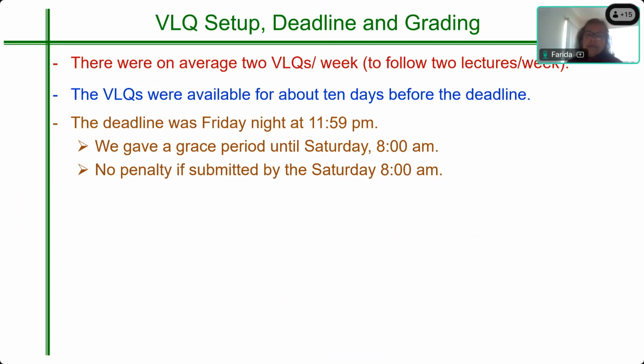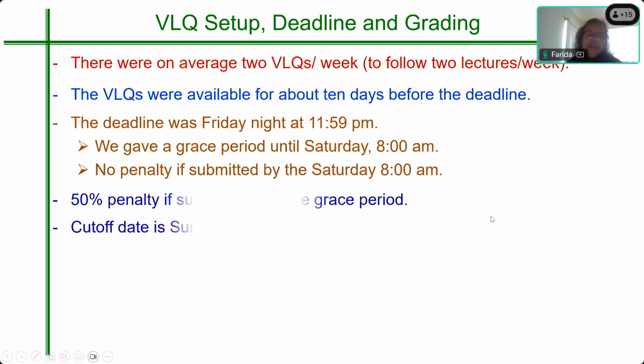And then 50% penalty if submitted after the grace period. And the cutoff is usually Sunday at 11:59 p.m. By cutoff, what I mean is that they cannot submit anymore. And if they have started one, Canvas will automatically submit it for them.